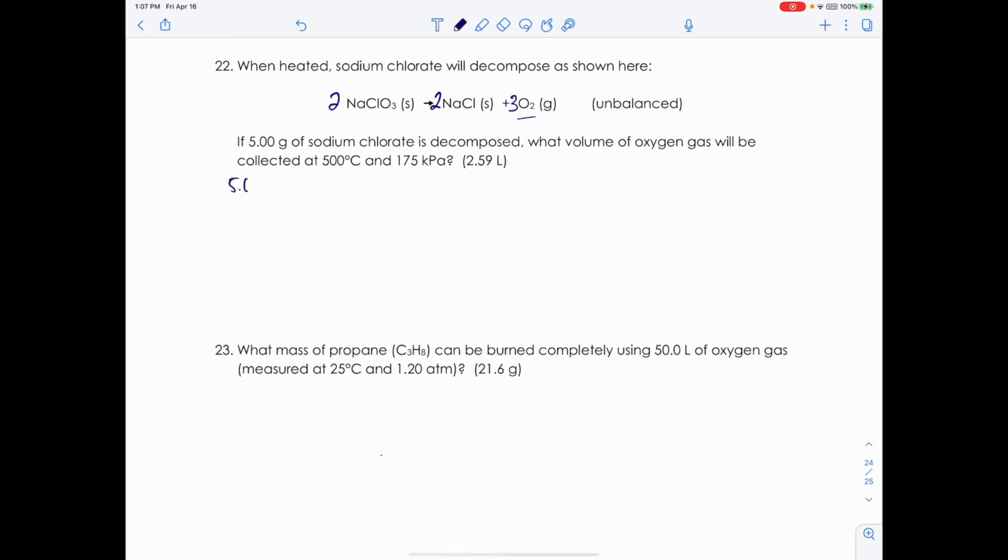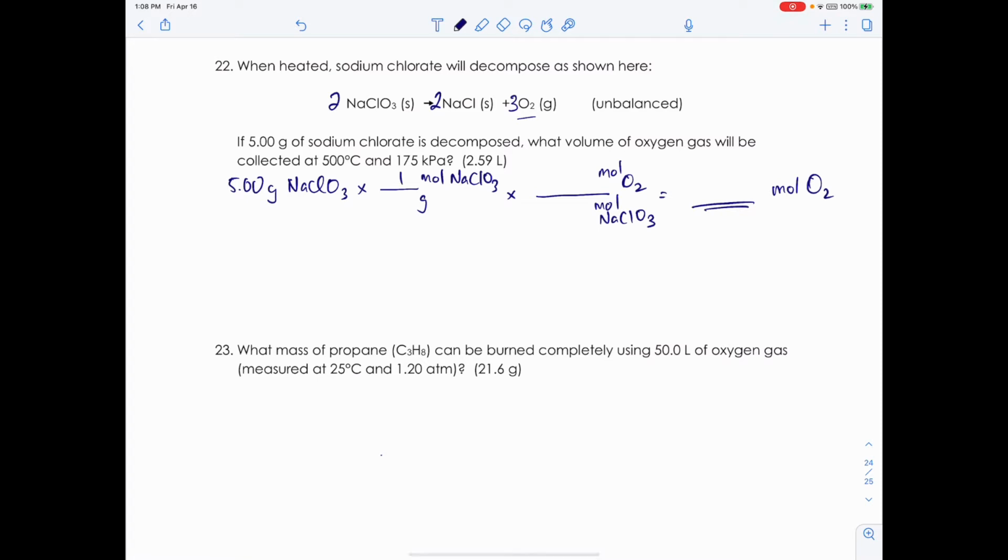So take your 5 grams of sodium chlorate and let's convert grams to moles of sodium chlorate. And then using the balanced equation that we have above, we can convert moles of sodium chlorate to moles of oxygen, right? We're trying to find volume of oxygen, so let's get the moles of oxygen.